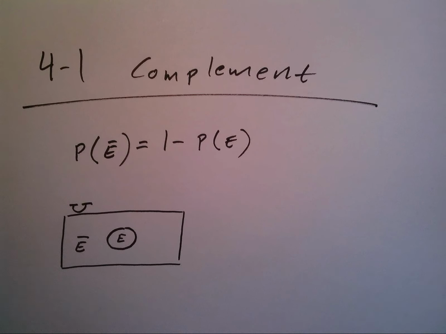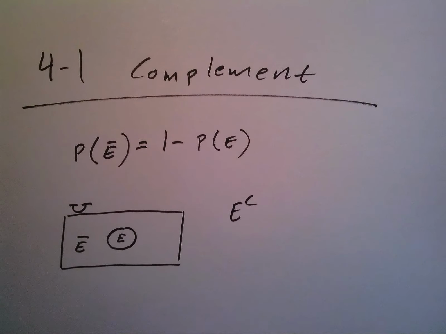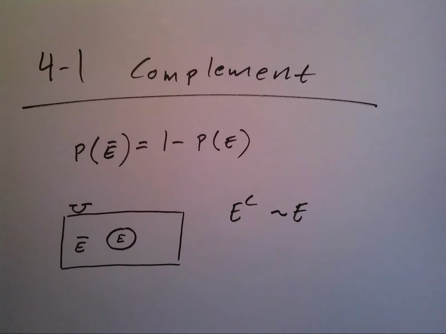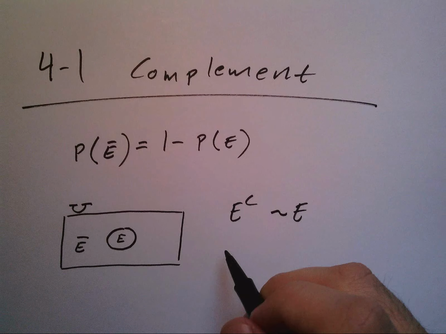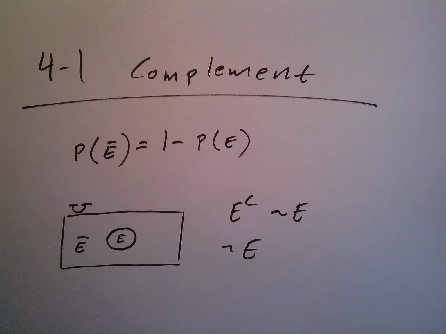Now, there are other books that use other notations for the complement. Some will have an E with a superscript of the letter C to represent E complement. Others will put a squiggle or a tilde in front of the E. Others will use a sideways L pointed down with an E. All of these mean the complement of the event, or not the event. Different books, different families of scholars have used different symbols to represent the same thing.